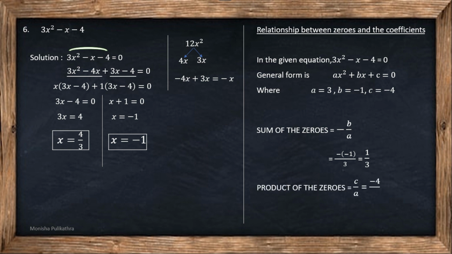Next, the product of the zeros. The formula is c by a. c is minus 4 and a is 3. So the answer will be minus 4 by 3. I hope you understood this section.